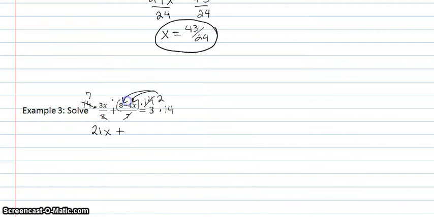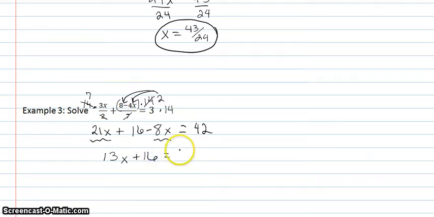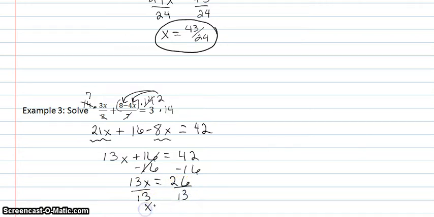across to the 8 and that negative 4x, so it's going to be positive 16 minus 8x equals, and then I'll just multiply the 3 times the 14, which will give me 42. I'll get my like terms together on this side, so 21 minus 8, that's going to be 13x plus 16 equals 42. Subtract the 16 on both sides. So 13x equals, let's see here, 26. And I'll divide both sides by 13. So x equals 2.